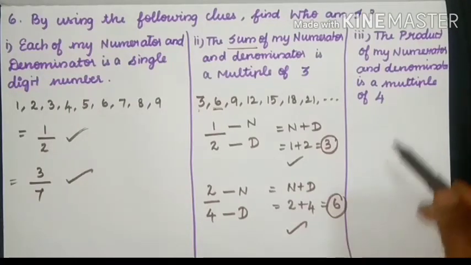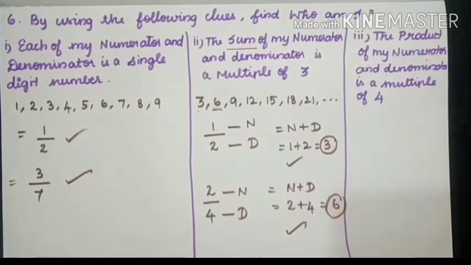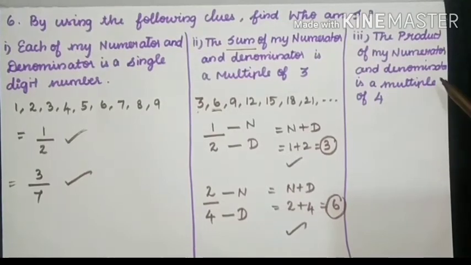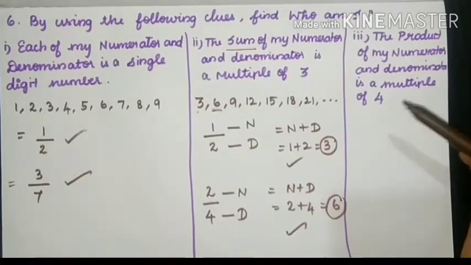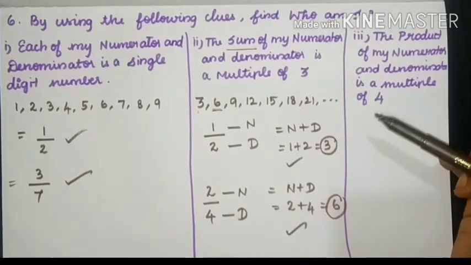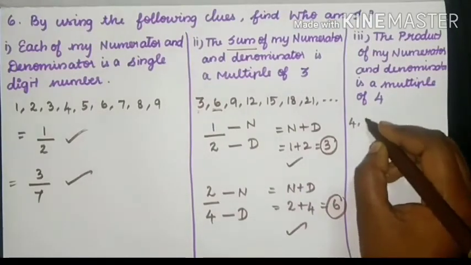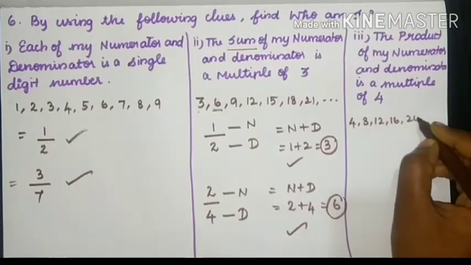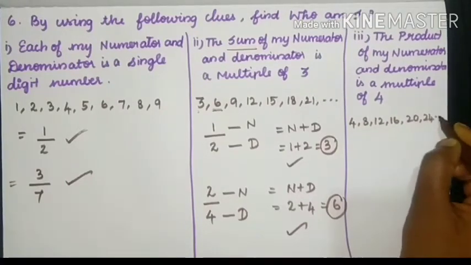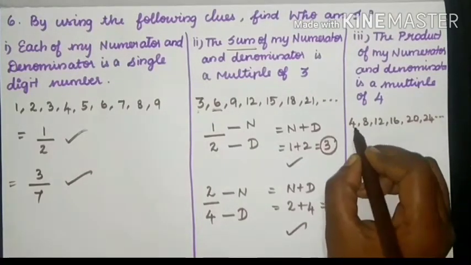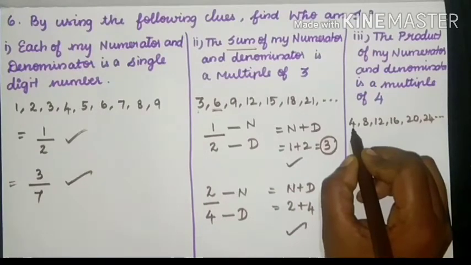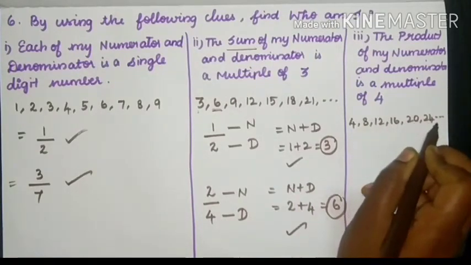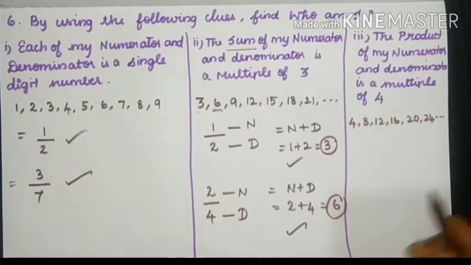Let's move on to the third clue. The product of my numerator and denominator is a multiple of 4. First, you have to write the multiples of 4: 4, 8, 12, 16, 20, 24 and it goes on.